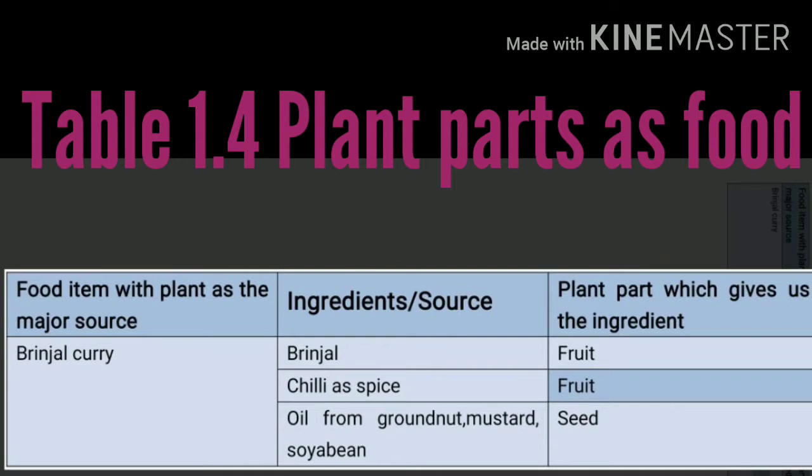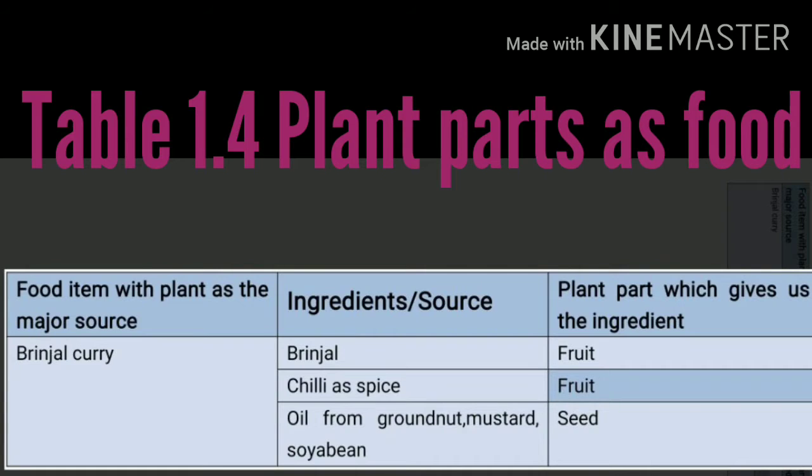First food item with plant as a major source is taken as an example: brinjal curry. To prepare it we need the ingredient brinjal, chili as spice, and oil from groundnut, mustard and soya bean. So these ingredients we are getting from plants.